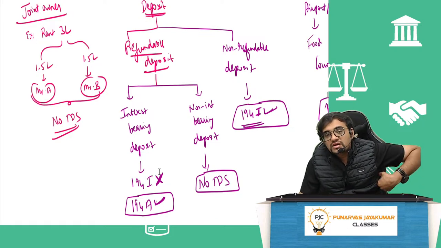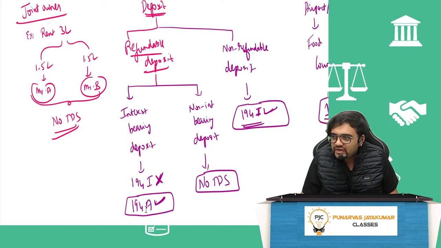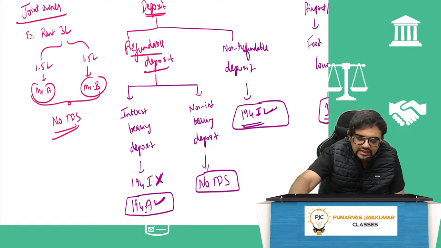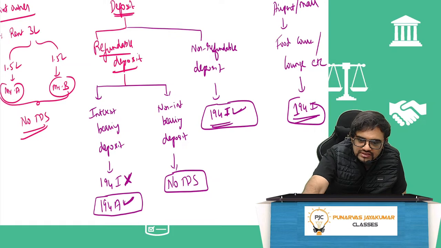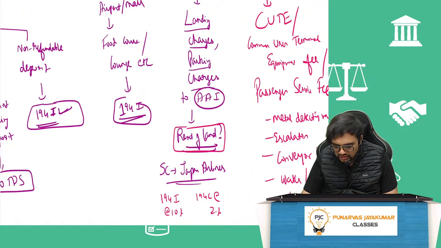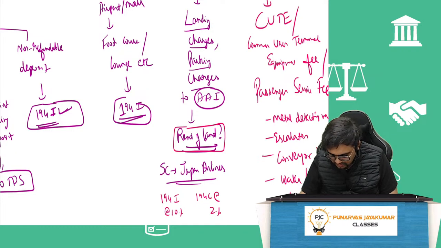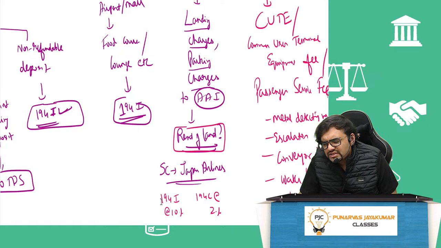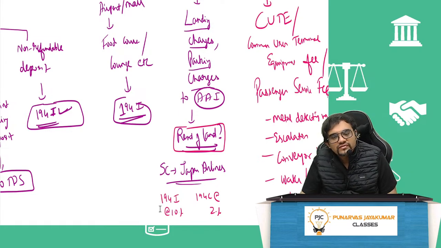If it's a non-refundable deposit, then 194I will come because, being non-refundable as such, it is deemed to be rent. Airport, mall, all these: food outlets who hire space, for example Subway or California Burrito has hired a space in an airport or a mall to sell their food stuff, that is 194I.